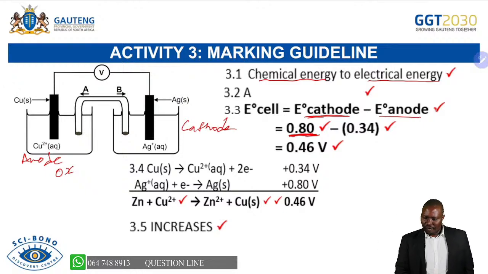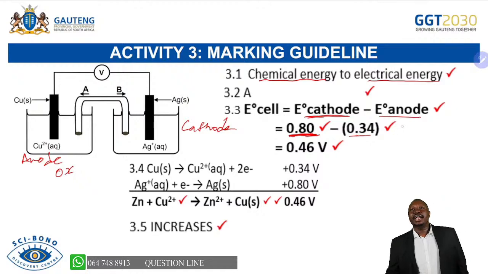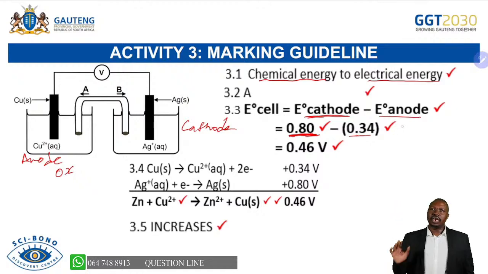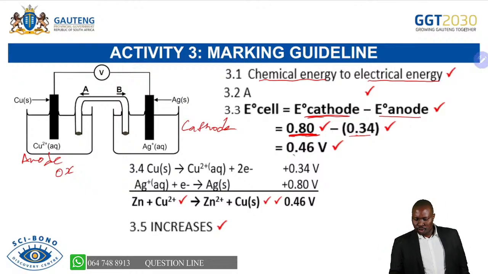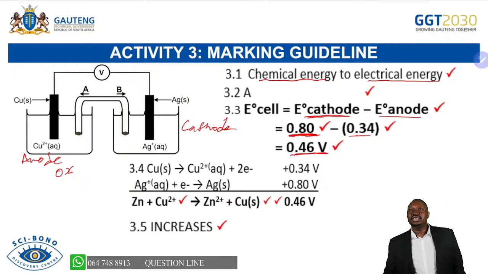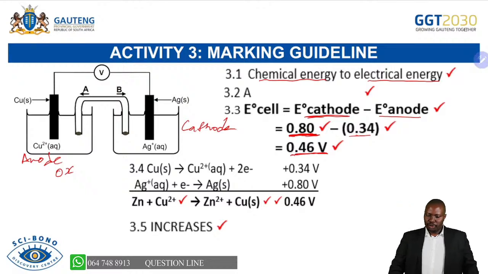When you write now for the cathode, which in this case is silver, you write 0.80, and we give you that 1 mark. And then for copper, it was positive 0.34. You write the minus of the formula and the positive 0.34, you substitute here, and we give you another mark for that. Then you simply use your calculator: 0.80 minus 0.34 gives you 0.46 volts. So you are able to get your answer.